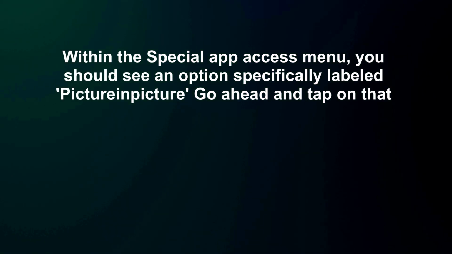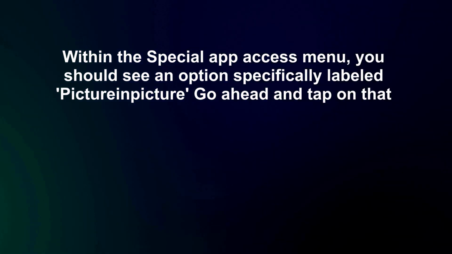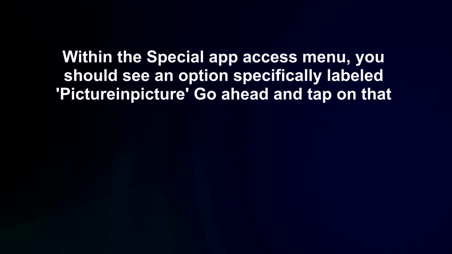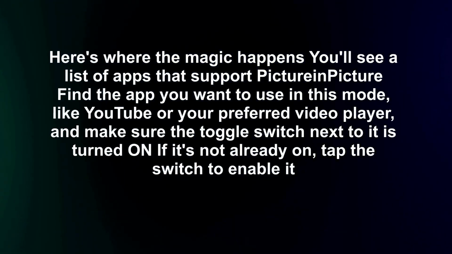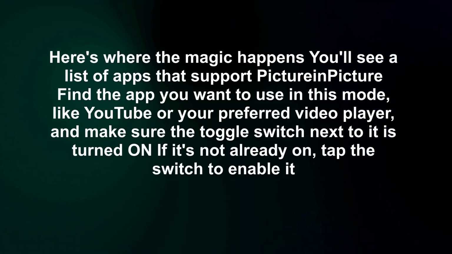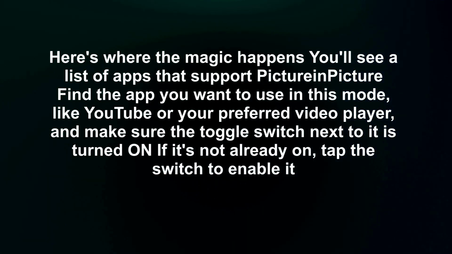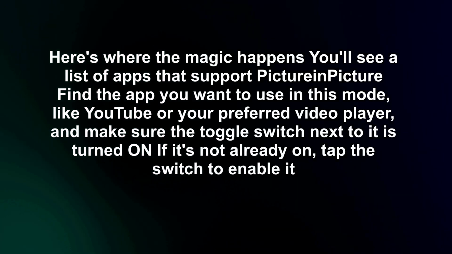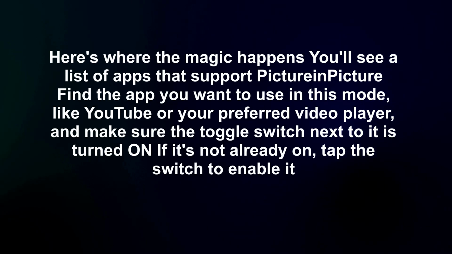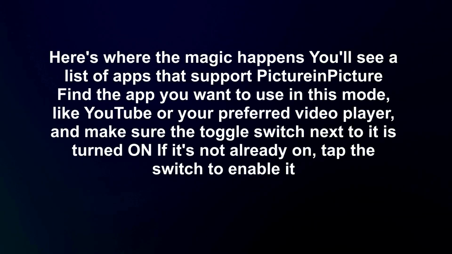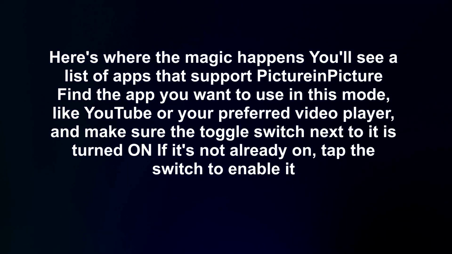Within the Special App Access menu, you should see an option specifically labeled Picture-in-Picture. Go ahead and tap on that. Here's where the magic happens. You'll see a list of apps that support picture-in-picture. Find the app you want to use in this mode, like YouTube or your preferred video player, and make sure the toggle switch next to it is turned on. If it's not already on, tap the switch to enable it.